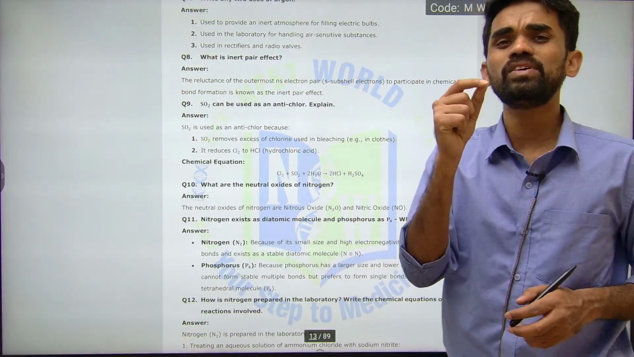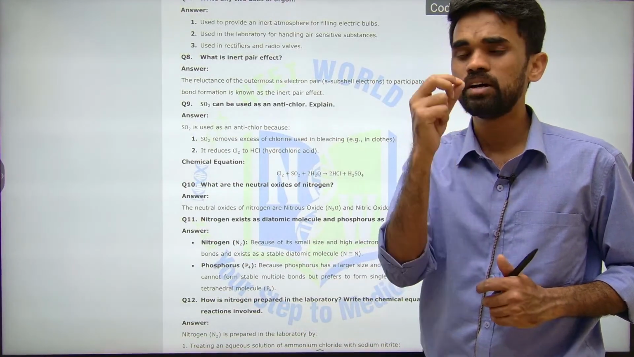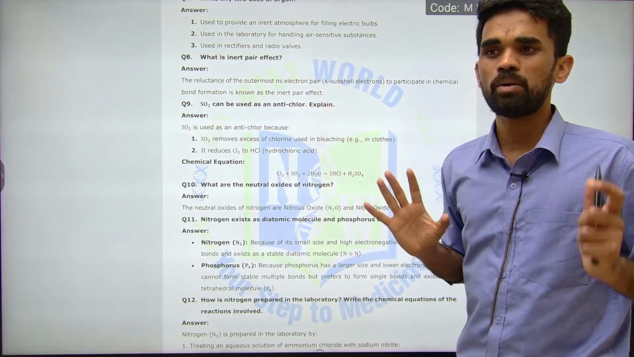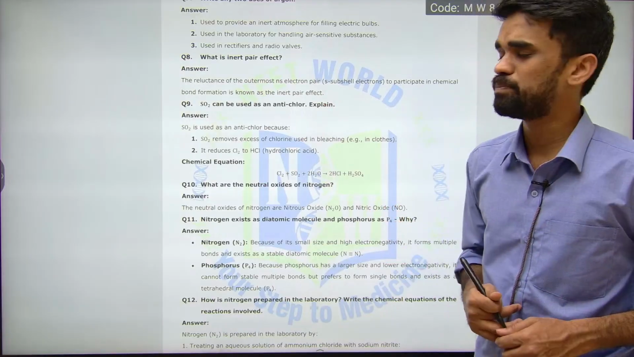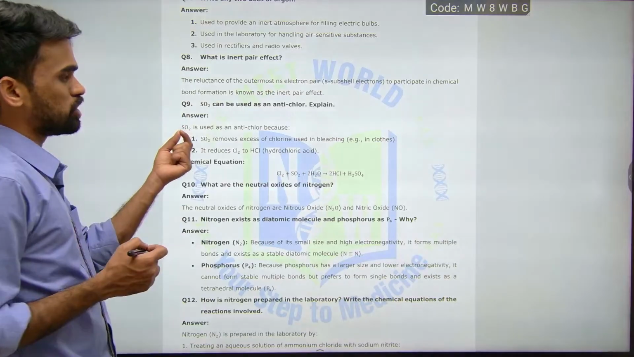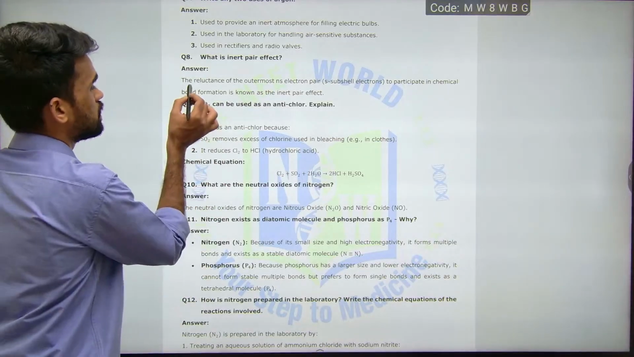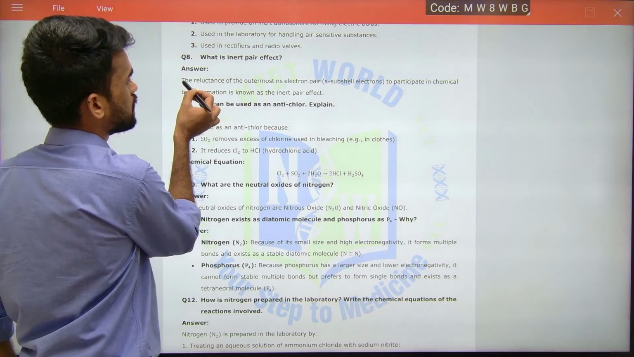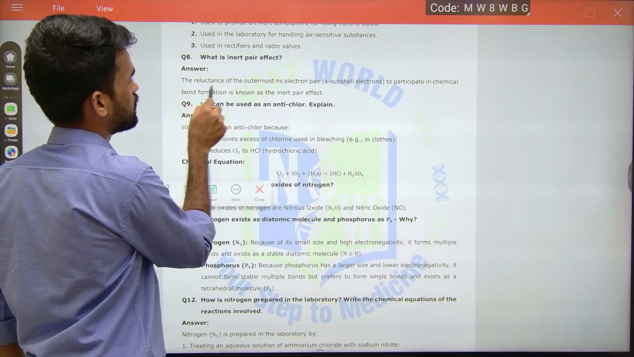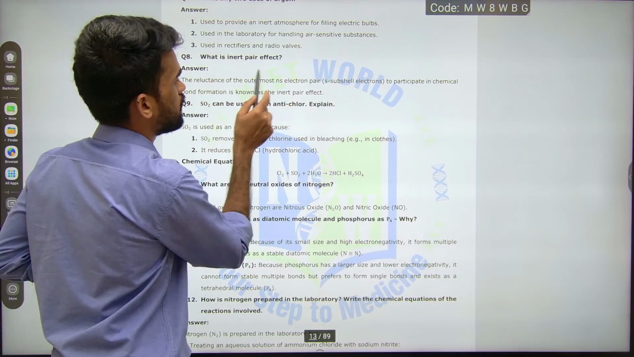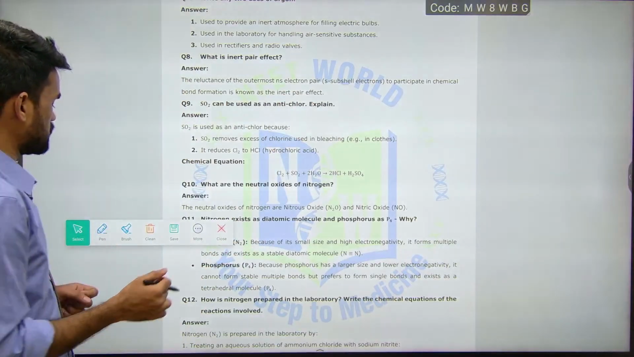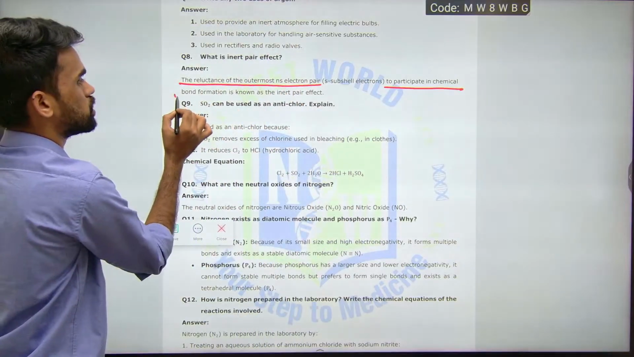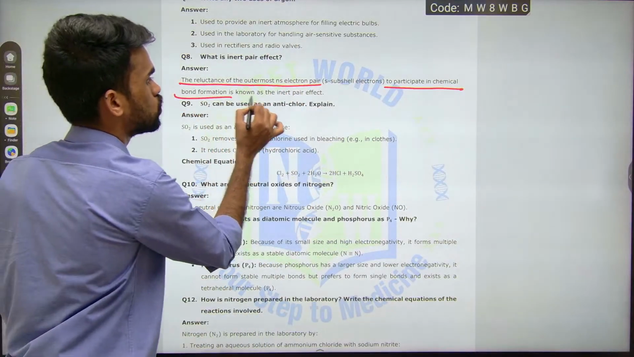And one of the very important 2 marks questions for your P block elements is, what is inert pair effect? This is the most commonly asked question. So what does the inert pair effect mean? See, here I will tell you the definition and a clear explanation will be provided. The reluctance of outermost ns electrons to participate in chemical reactions, chemical bond formation, is known as inert pair effect.